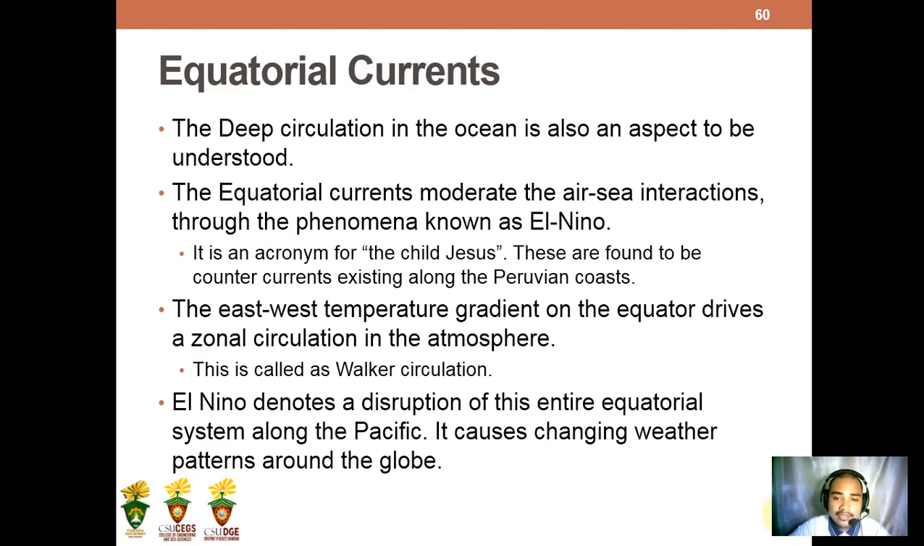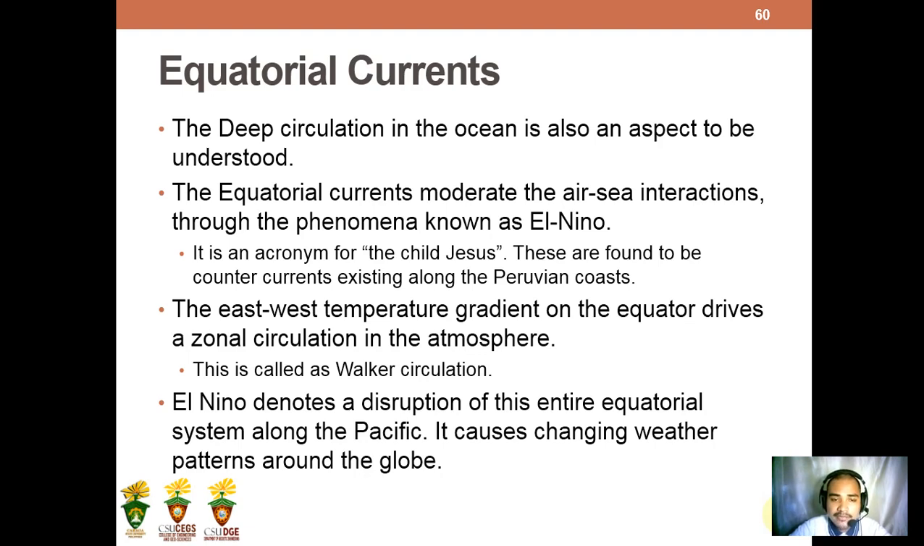The equatorial currents moderate the air-sea interactions through the phenomenon that we call El Nino. Since the sun is always more present every day in tropical countries, or near the equator, we experience heat from the sun every day. We are closer compared to the North Pole. So it is stated here that equatorial currents moderate the air-sea interactions, and this phenomenon is what we call El Nino.